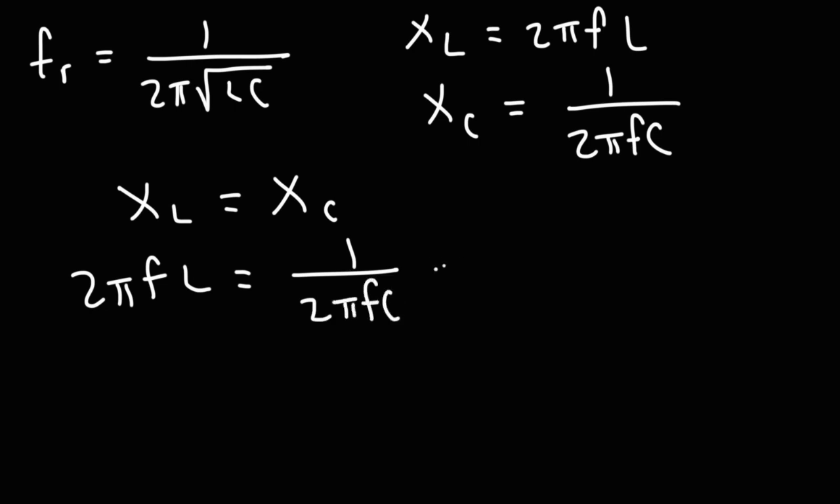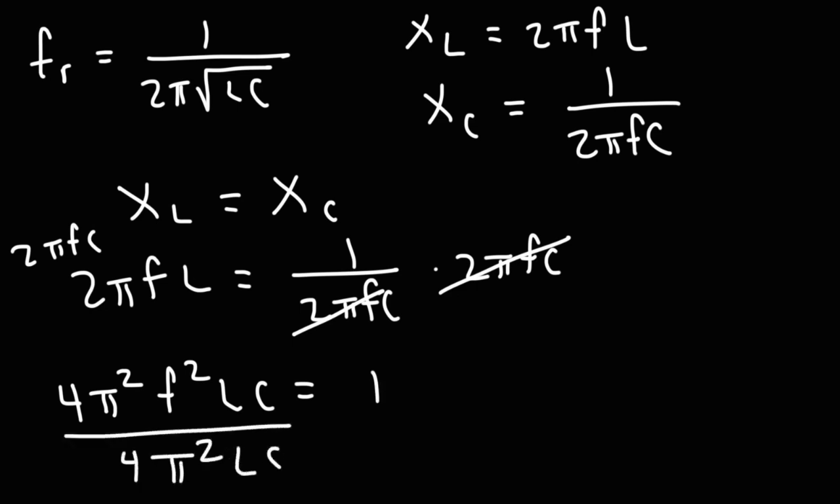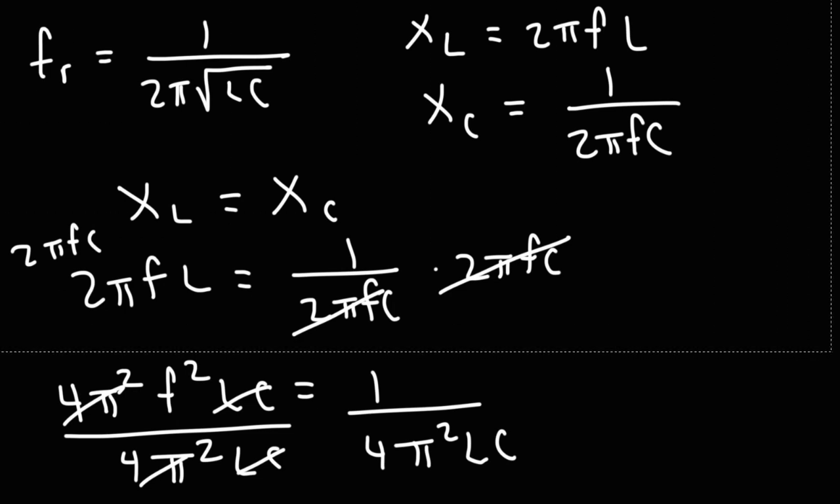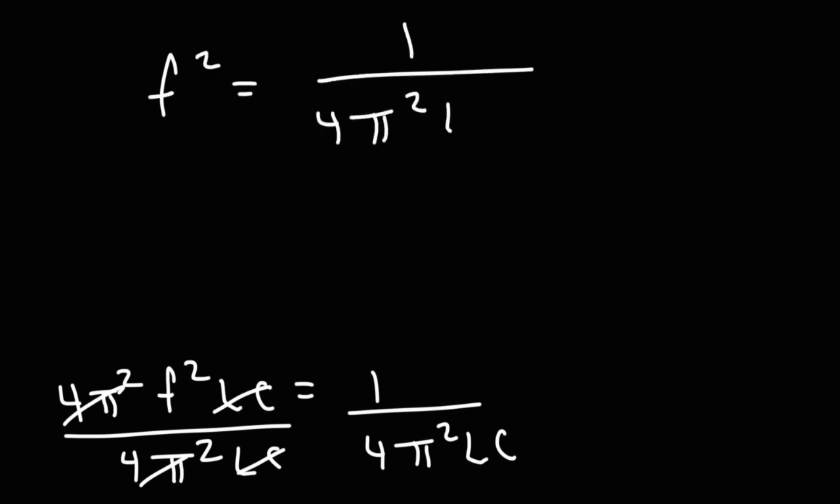Multiplying both sides by 2 pi FC, these two will cancel, and so on the left we're going to get 2 times 2, which is 4. Pi times pi is pi squared. F times F, we get F squared, and then LC, which equals 1. And then you want to divide both sides by 4 pi squared LC. And so what we have left over is that F squared is equal to 1 over 4 pi squared LC.